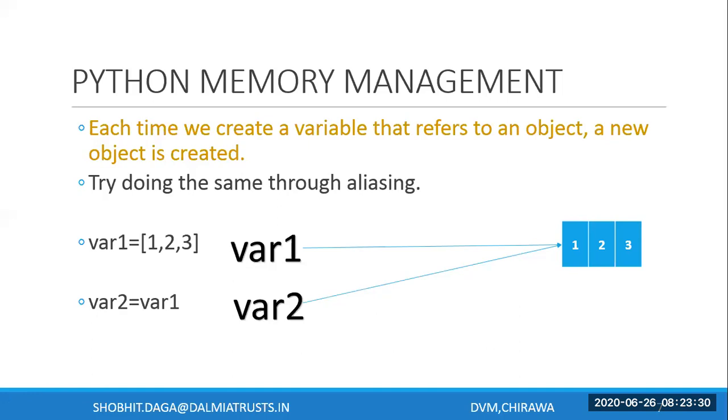So var2 is equal to var1. Now var2 will be pointing to the same object. If there are any changes over here, the same changes will be reflected when you print either of the two values, be it var1 or be it var2. So remember this point. You can do it through aliasing, but it is not always going to happen.